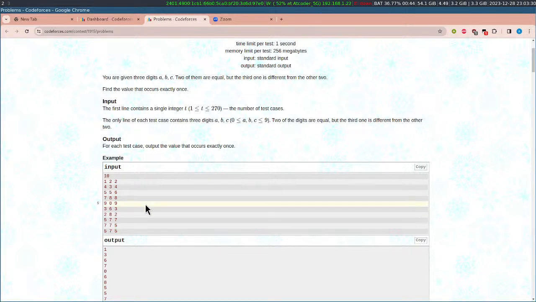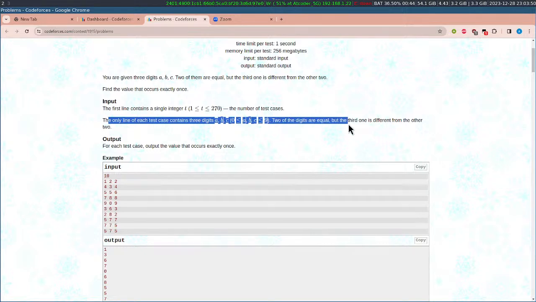Yeah. So let's get started from the first problem. We are given three distinct integers a, b, c, and we are given that two of them are equal, and the third one is different from the other. We have to find the value that appears exactly once. The first line contains the number of test cases, and each following line contains three integers, and we have to find which two of them are equal.